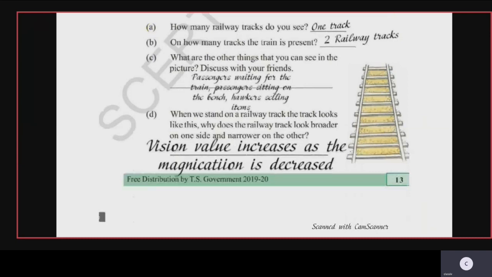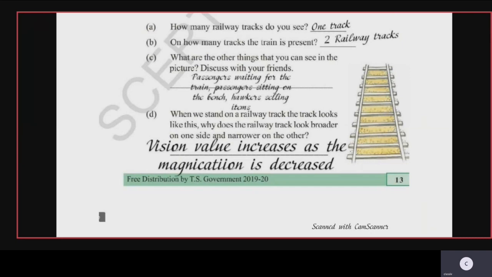Discuss with your friends. Okay, so what all other things can you see in the picture? The passengers waiting for the train. Passengers are sitting on the bench. Hawkers selling items. Hawkers are nothing but the ones who sell the samosas and the snacks, which you take from the railway station. So those are called hawkers. Then D question, when we stand on a railway track, the track looks like this. Draw the diagram of a track also, children.